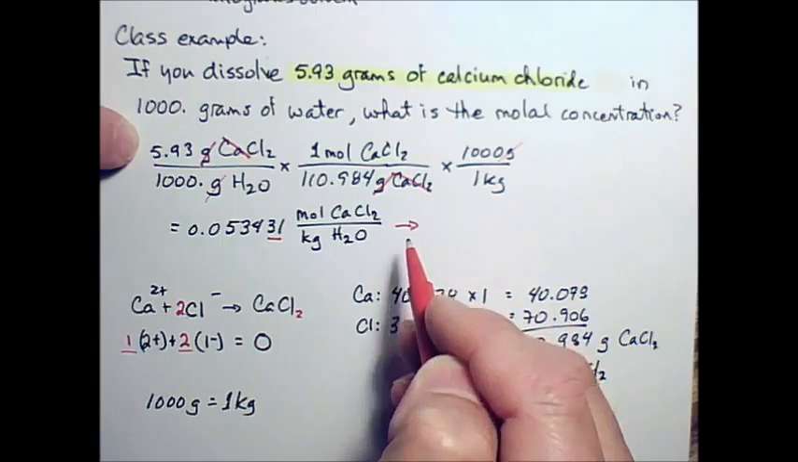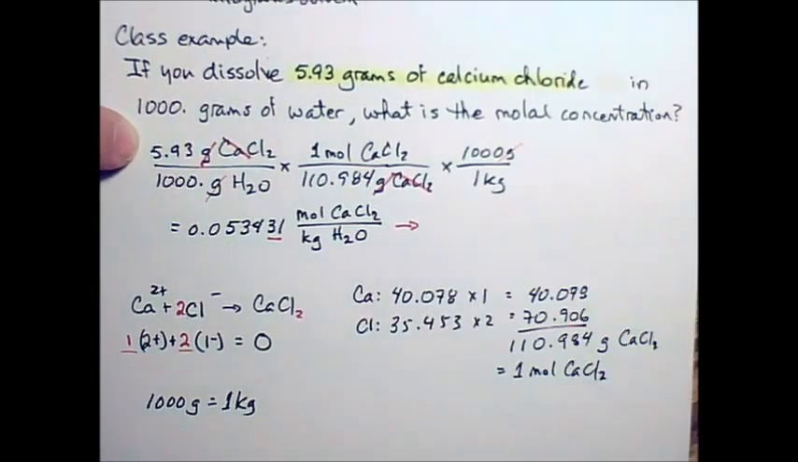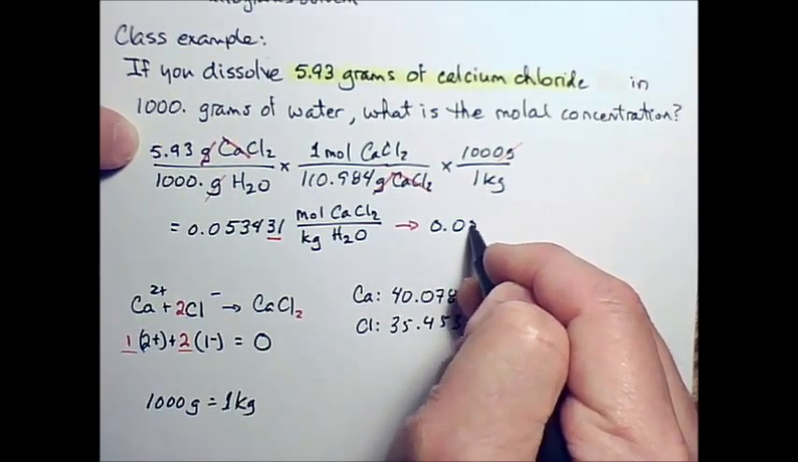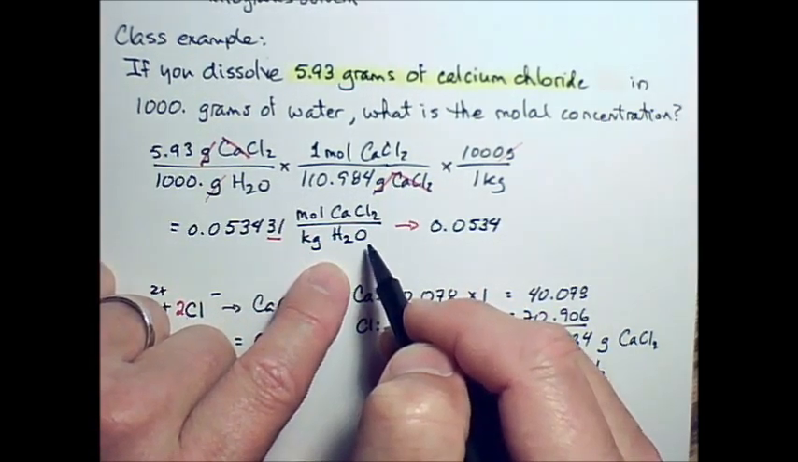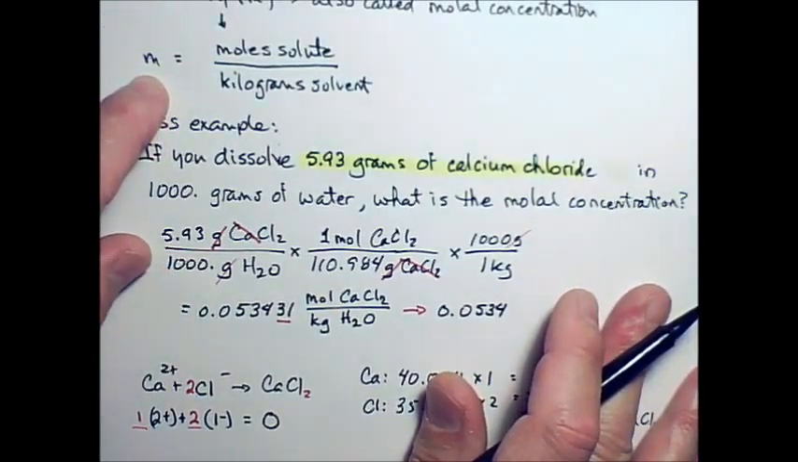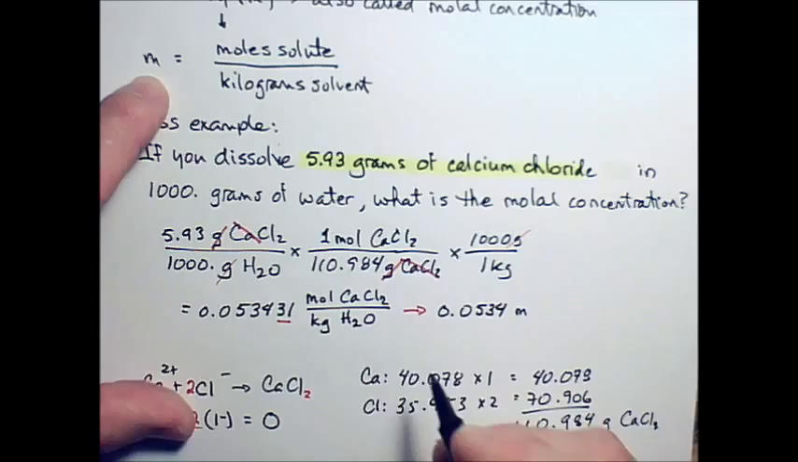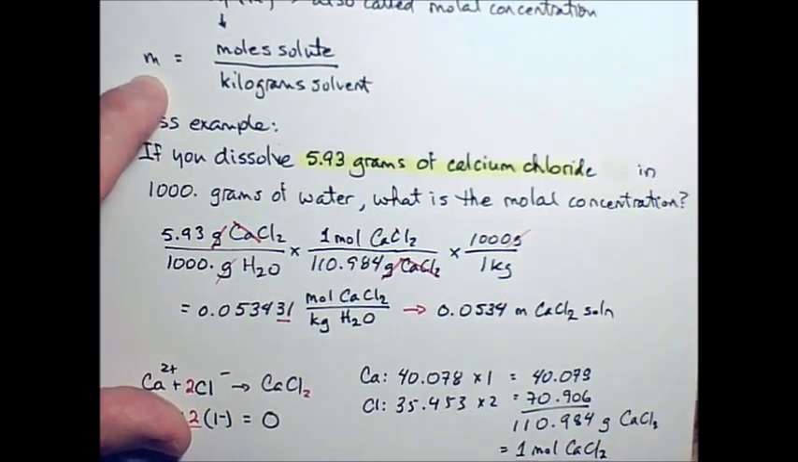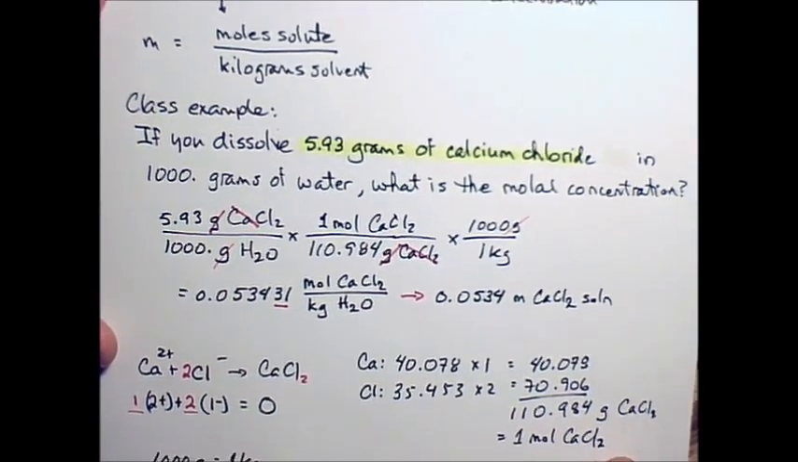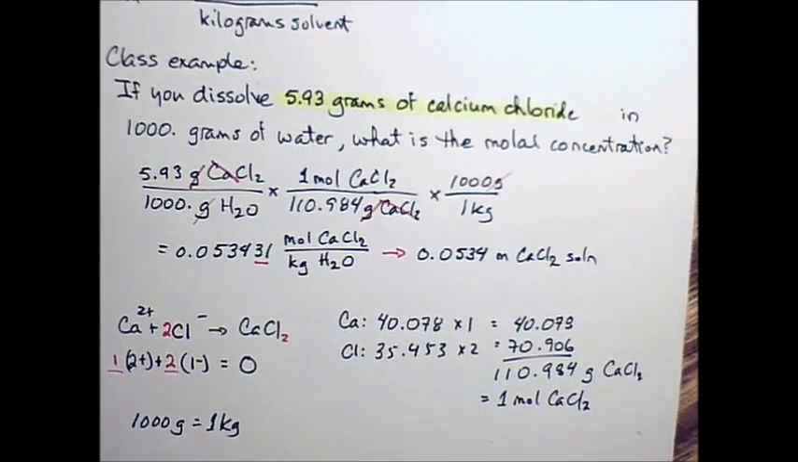We're ready to round it off, and we use an arrow to show that we're rounding off, and we write the final answer as 0.0534. And since moles of the solute over kilograms of the solvent is molality, we can just simply write this as small letter m, calcium chloride solution. You name the solution for the solute. You don't even have to name the solvent if the solvent's water. It's assumed or implied that if you don't name the solvent that it is water, and in this case it is water. Okay? Any questions about that?